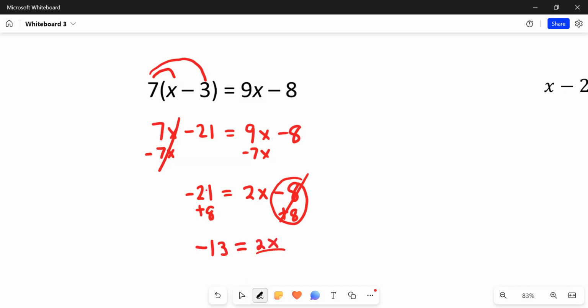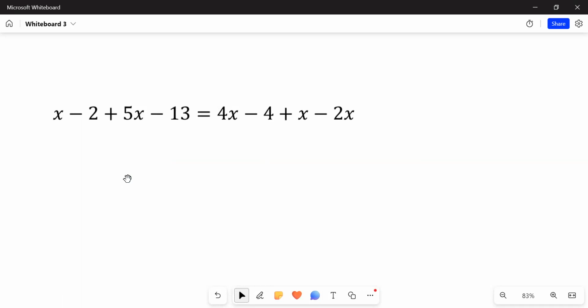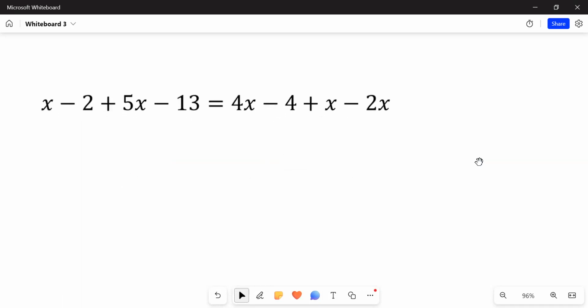And my last step is divide both sides by 2. 2 doesn't go nicely into 13. That's okay. I'll just write my answer as that improper fraction, negative 13 halves. Okay, let's take a look at this one on the right-hand side. It looks intimidating, but it's not as bad as it looks because this one is a case where you have a lot of simplification that can take place on the first step.